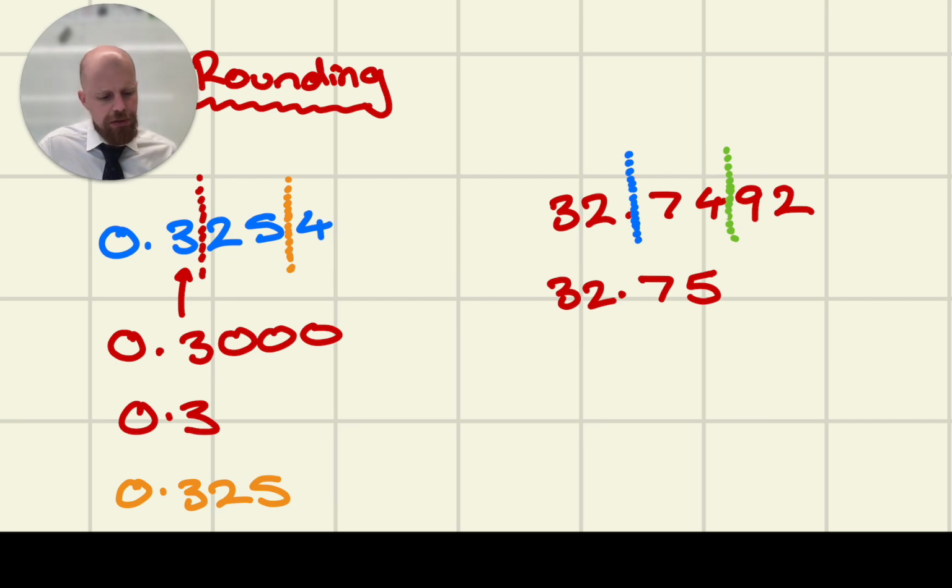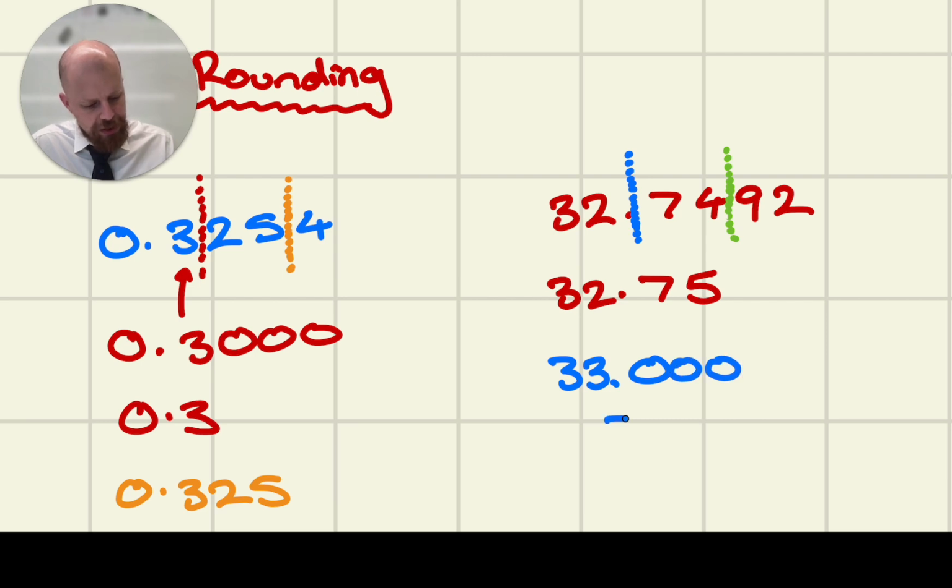If we were going to round to the nearest whole number, we'll put the dotted line here, and we'll look to the right. Does the 7 round up or down? It rounds up. Therefore, 32.7 becomes 33. You can put the zeros in if you want, but you don't need to. The answer is just 33 to the nearest whole number.